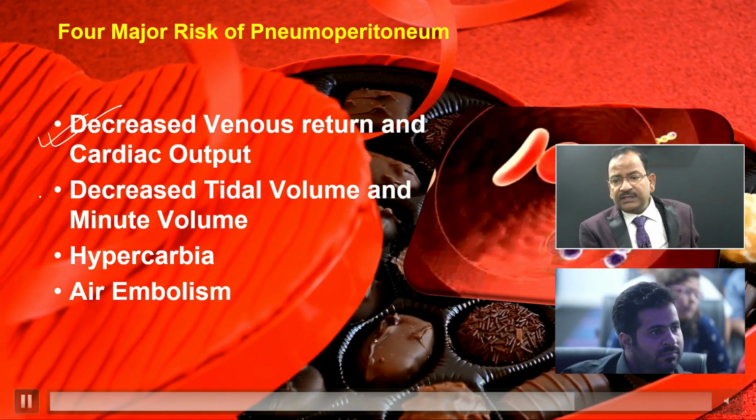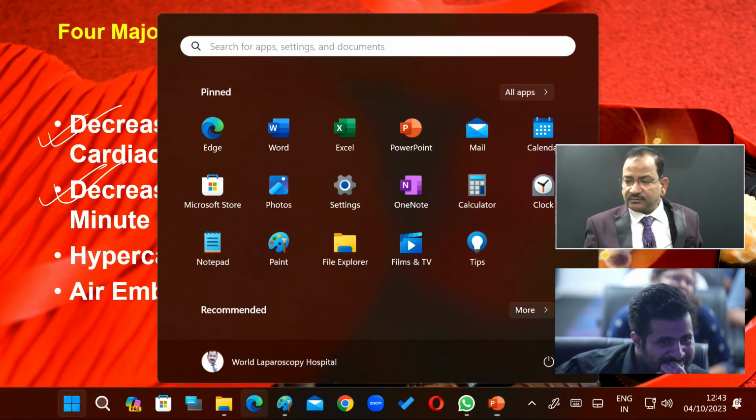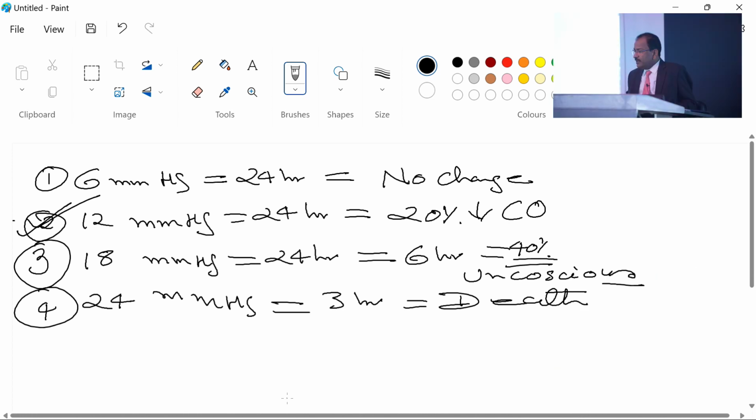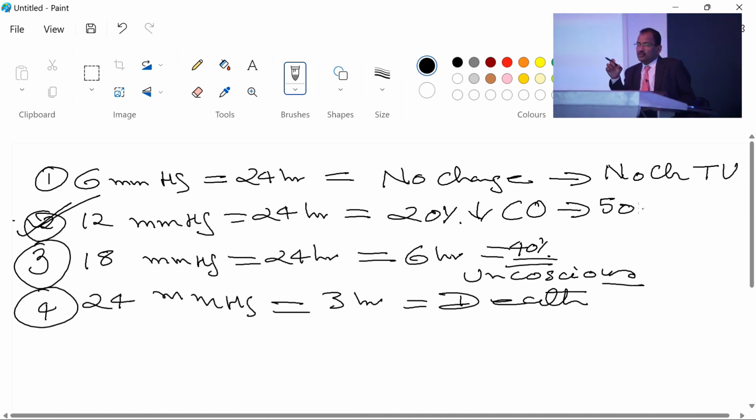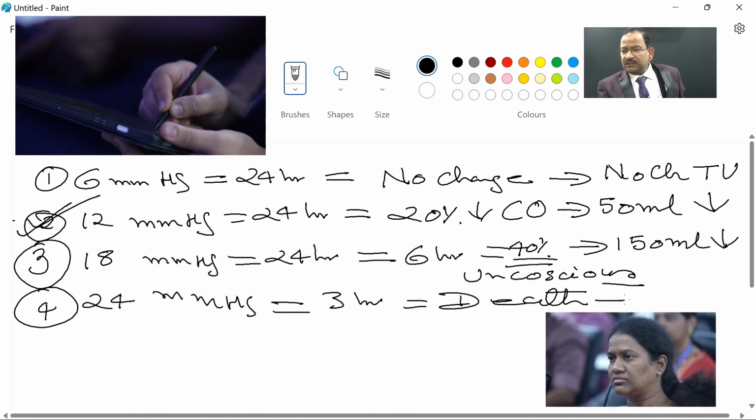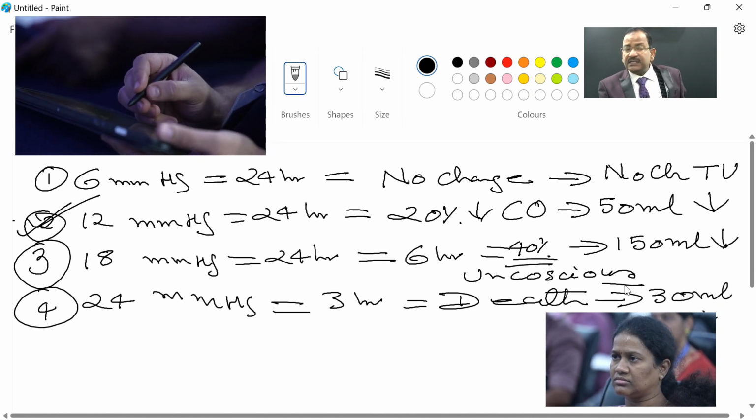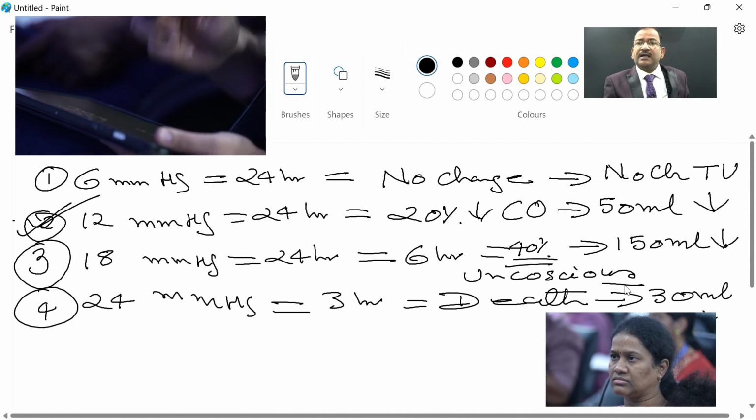Another problem is that it creates a decrease in tidal volume. In the same study, they observed the effect on tidal volume. At 6 millimeter of mercury pressure, there is no change in tidal volume. Normal tidal volume is how much? 500 ml. With each breath, we inhale 500 ml in and put 500 ml out. Once 12 millimeter of mercury pressure was done, there was a 50 ml reduction in tidal volume, so it was only 450. At 18 millimeter of mercury, there was a 150 ml reduction. And at 24, dramatically a 300 ml reduction. That is why the patient died, because if 500 is required, only 300 ml was given.